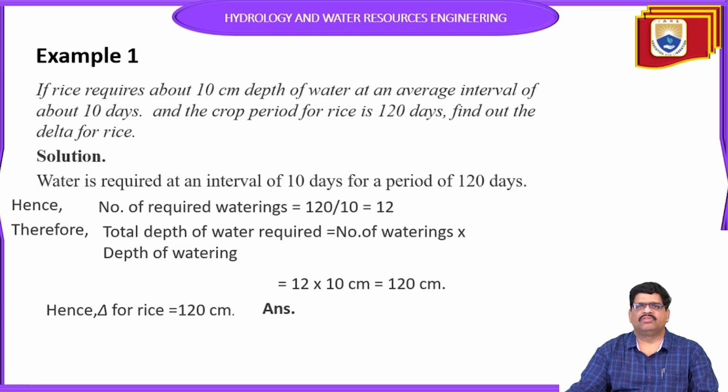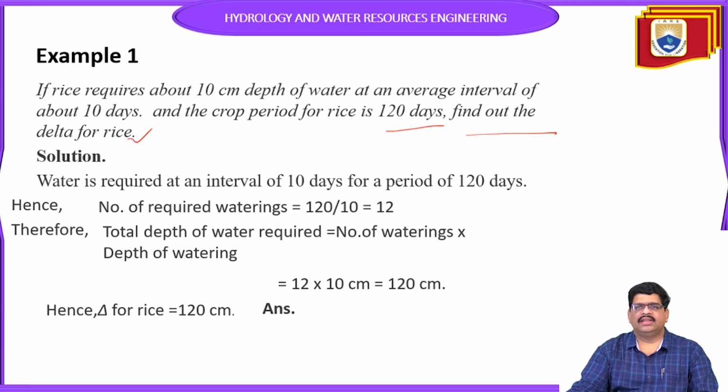Let us see one problem, very important in irrigation. The first problem: if the rice requires 10 centimeter depth of water at an average interval of about 10 days, and the crop period for the rice is 120 days, find the delta for the rice. He is asking us to find the delta for the rice.